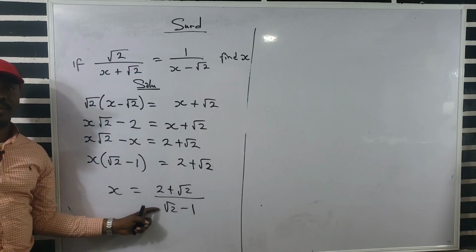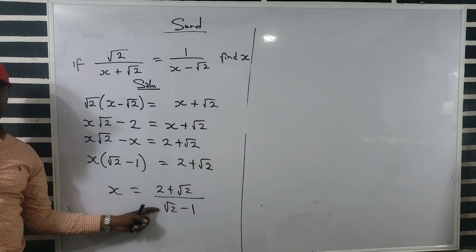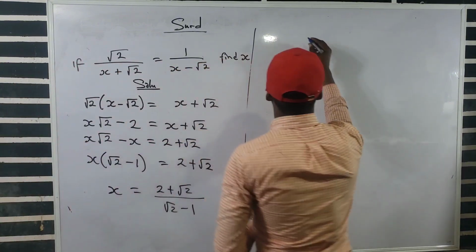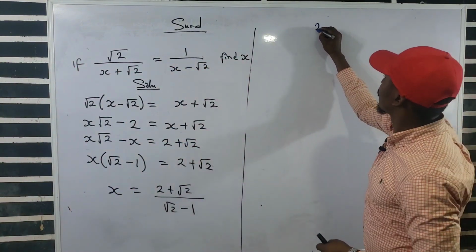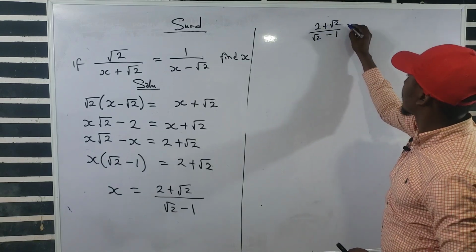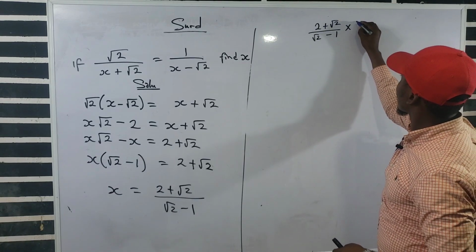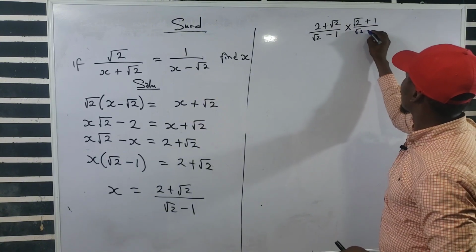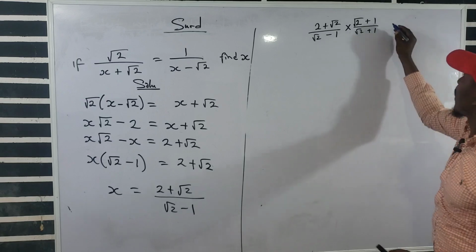Now we have a problem that we need to rationalize. So let us go and rationalize that. We come here and say 2 plus root 2 over root 2 minus 1 times root 2 plus 1 over root 2 plus 1.